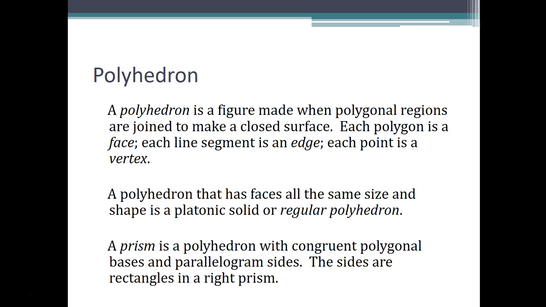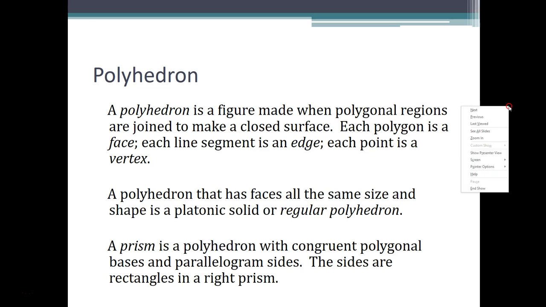And then a prism is a polyhedron where you have congruent polygonal bases. So top and bottom are congruent polygons, like two triangles or two squares or two hexagons. They have to be congruent. And then parallelogram sides. If the prism stands straight up and down as a right prism, then the sides are going to be rectangles.